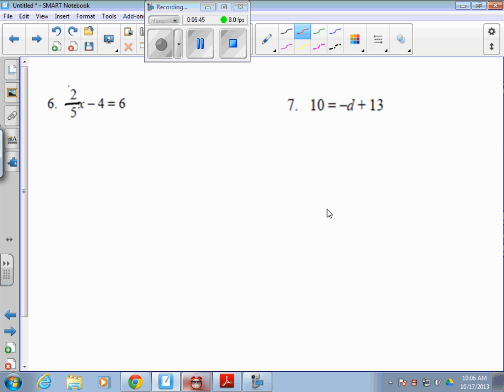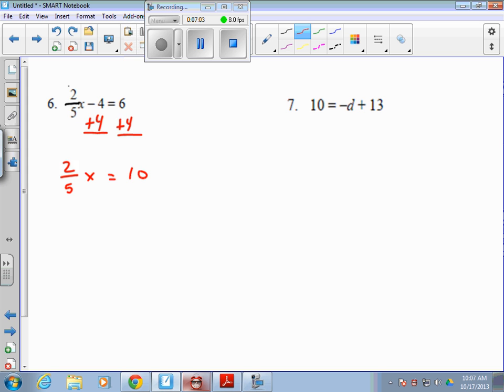Number 6 says 2 over 5x minus 4 equals 6. Get rid of minus 4 by adding it. Do the same to the right. Now you have 2 over 5x equals 10. That says multiply 2 over 5 by x. You undo that by dividing by 2 over 5.